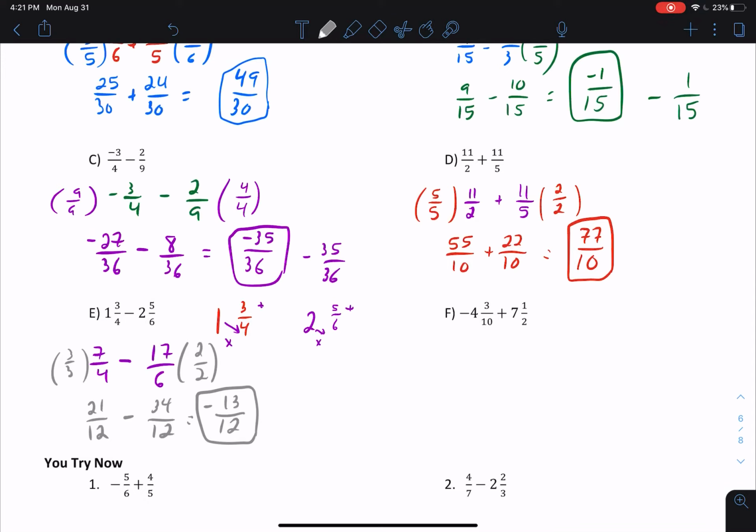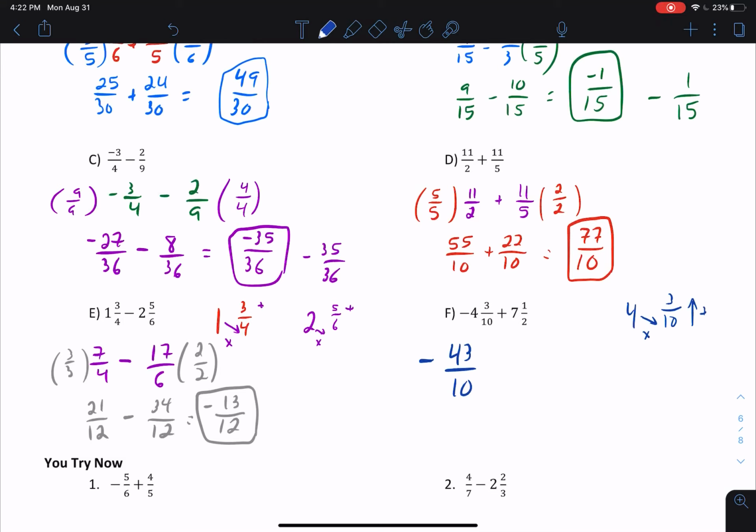All right, now, last example. Let's convert these into improper fractions. So this is negative 4 3/10. Multiply by 10, add up. So 4 times 10 is 40. 40 plus 3 is going to become 43/10. So negative 4 3/10 becomes negative 43/10.